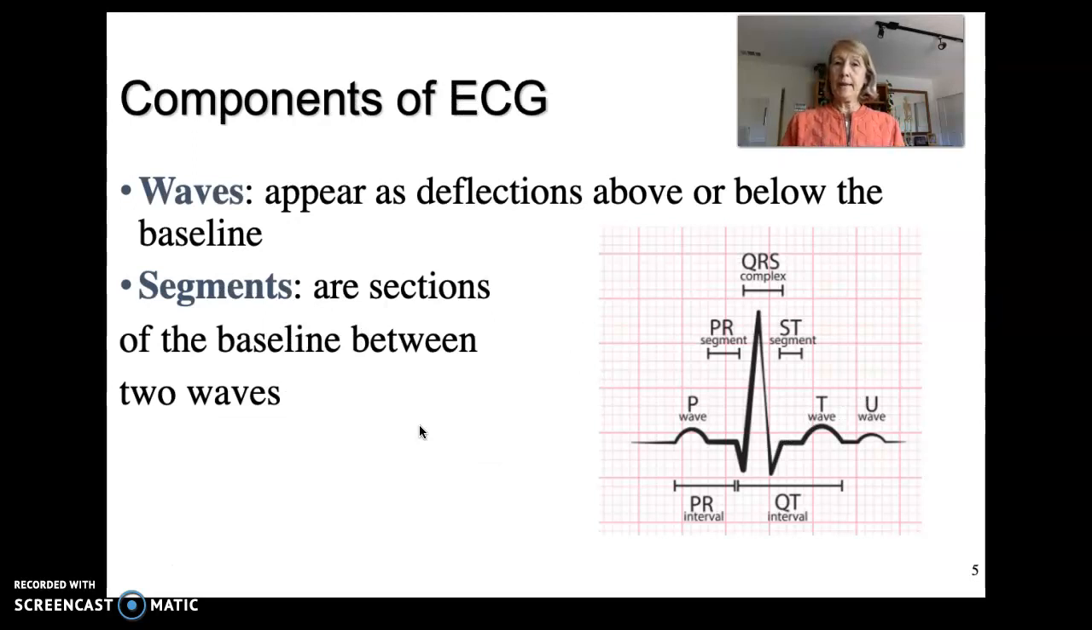As a definition, waves are not blips. I call them blips, but they're actually waves. They appear as deflections above or below the baseline, and segments are sections of the baseline between two waves. So here is an ST segment. This is a particularly important one to look at during heart attacks. This is where a cardiologist can look and see if there's been cell death in the heart, and that line doesn't look flat.